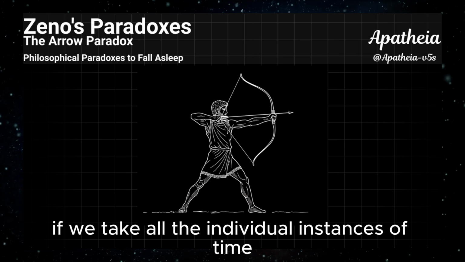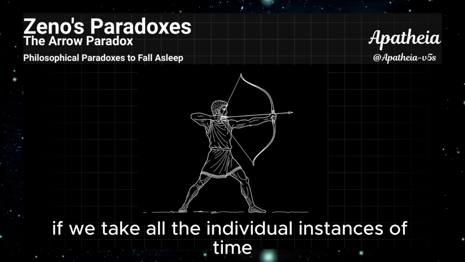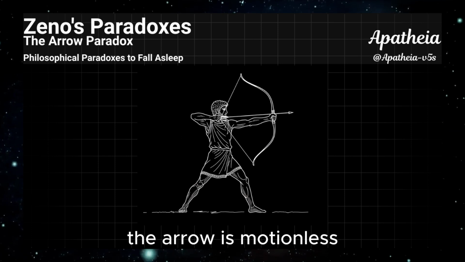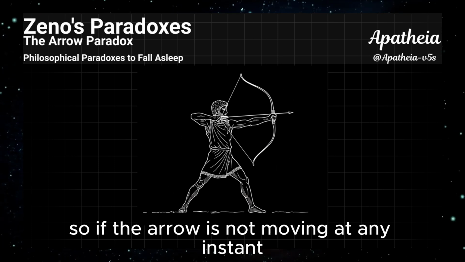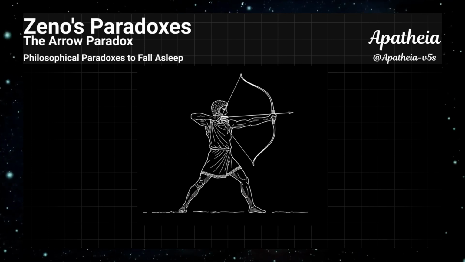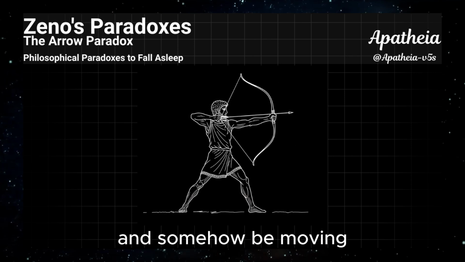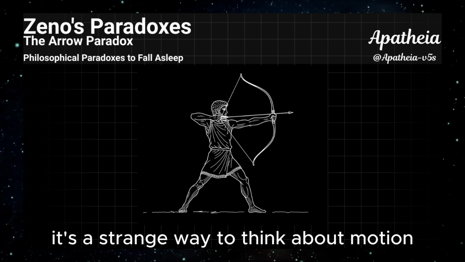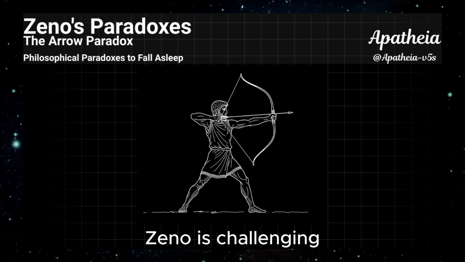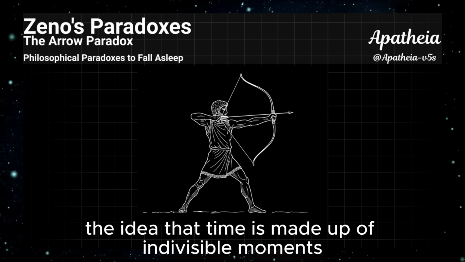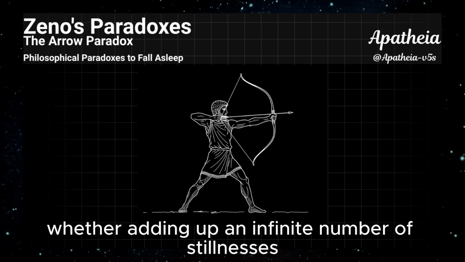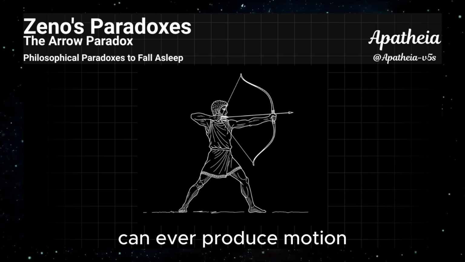Now Zeno says, if we take all the individual instants of time, like a series of frozen frames, then at every single instant, the arrow is motionless. So if the arrow is not moving at any instant, how can we say that it moves at all? How can something be made of still moments and somehow be moving? It's a strange way to think about motion, but it's also deeply thought-provoking. Zeno is challenging the idea that time is made up of indivisible moments, tiny motionless nows, and asking whether adding up an infinite number of stillnesses can ever produce motion.